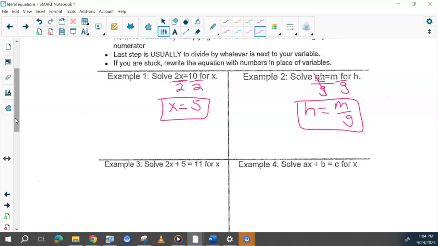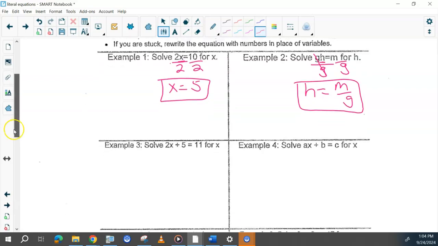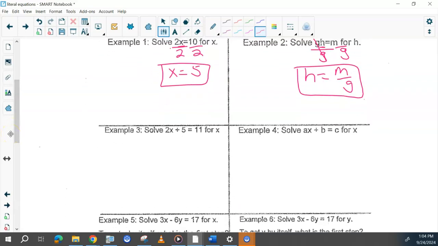Questions on that so far? Okay, on to the next. For example 3, how would we solve this for x?